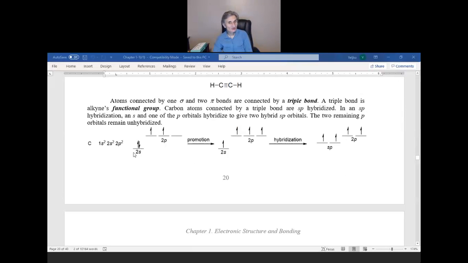And so promotion involves promotion of an s electron to a p orbital, and then hybridization of one s and one p. I'm rushing a little bit. So one s and one p form a hybrid sp orbital. So those are two hybrid sp orbitals, and two p orbitals remain unhybridized.